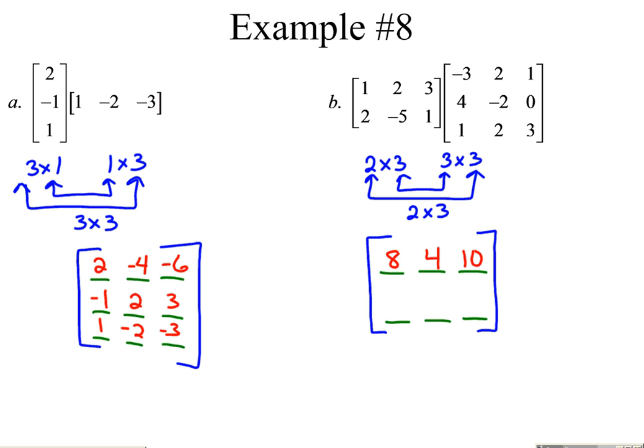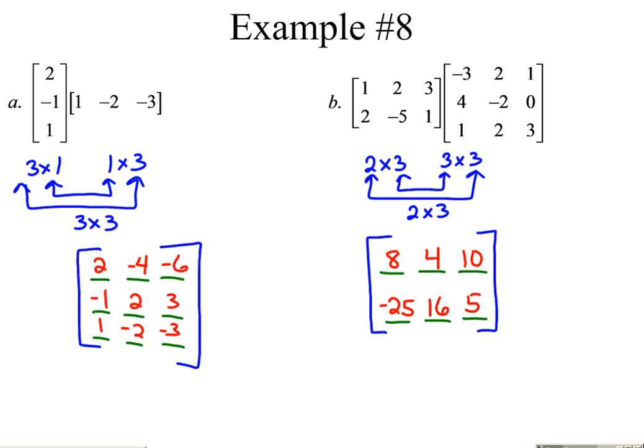Row 2, column 1, negative 6, minus 20, plus 1 is negative 25. And row 2, column 2, 4, plus 10, plus 2. Row 2, column 3, 2, plus 0, plus 3 is 5.